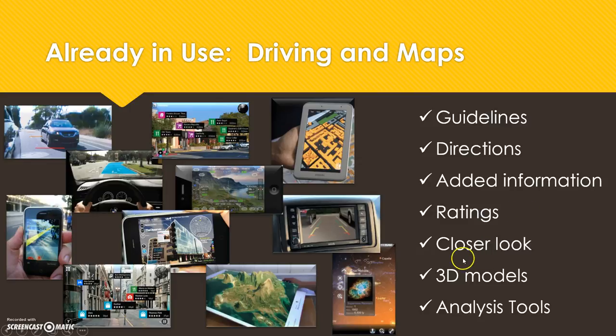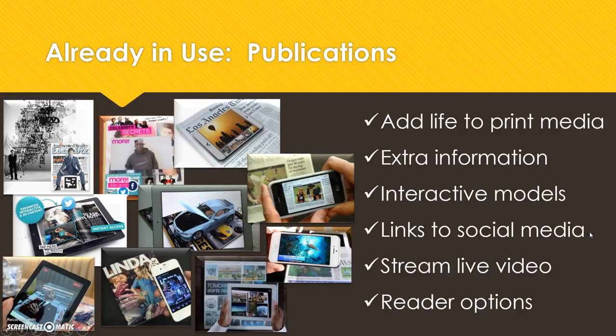It also can give you a look inside or 3D models of maps. Instead of just having a 2D representation of mountains, it can give you a 3D representation. Also, publications are using this a lot as well. It adds life to print media. It gives extra information, interactive models, links to social media. You can stream live video through it and give reader options like, for example, here, what do you want to be the front page story? And then would you like to watch it through video or read it through text as usual?